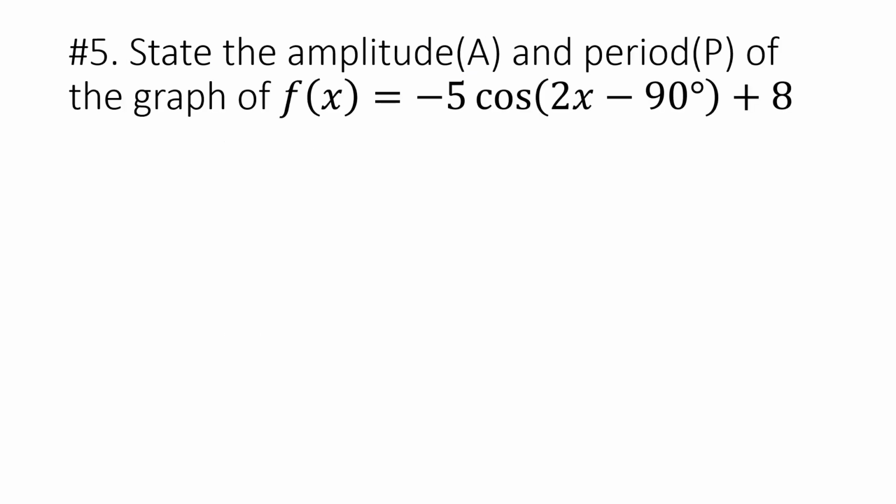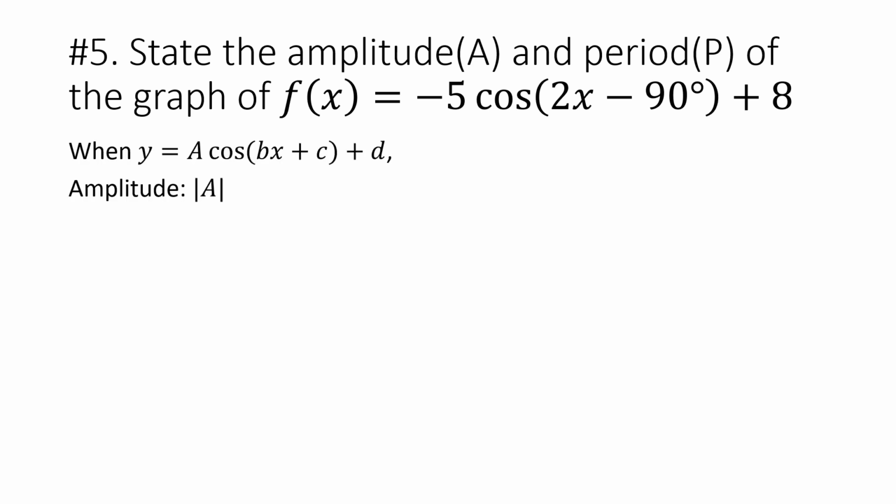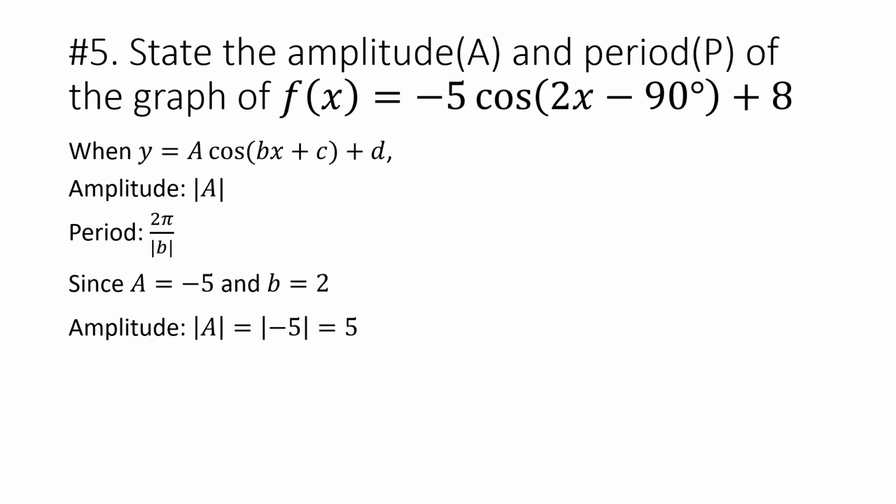Number 7, we want to find the same thing, amplitude and period. This one is a cosine, handled like sine. We know the amplitude is absolute value of a and the period is 2 pi over absolute value of b. So a is negative 5, b is 2. The amplitude is absolute value of negative 5, which is 5, and the period is 2 pi over b, so pi or 180 degree.